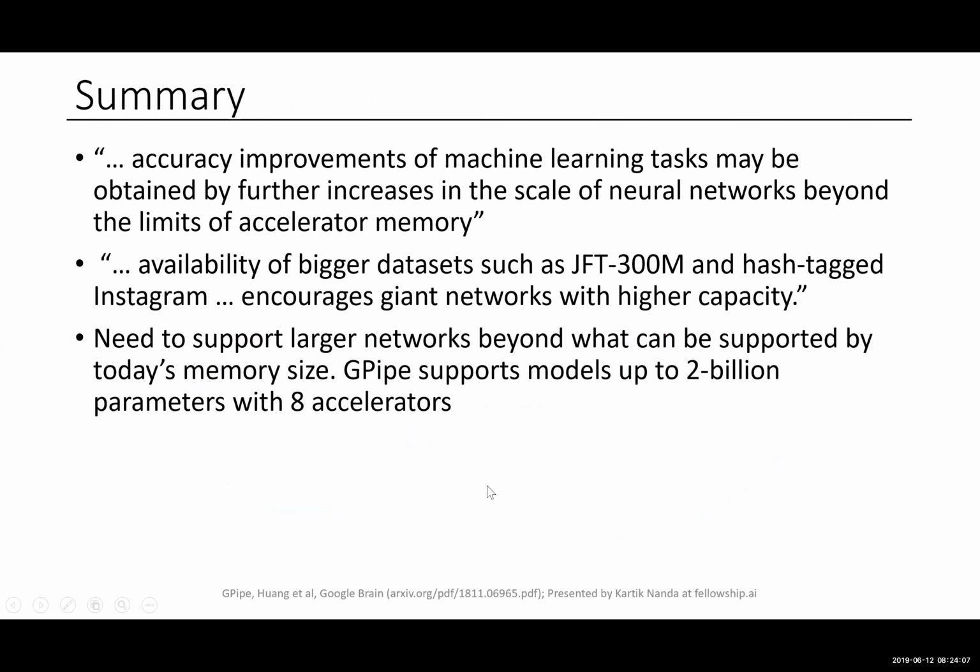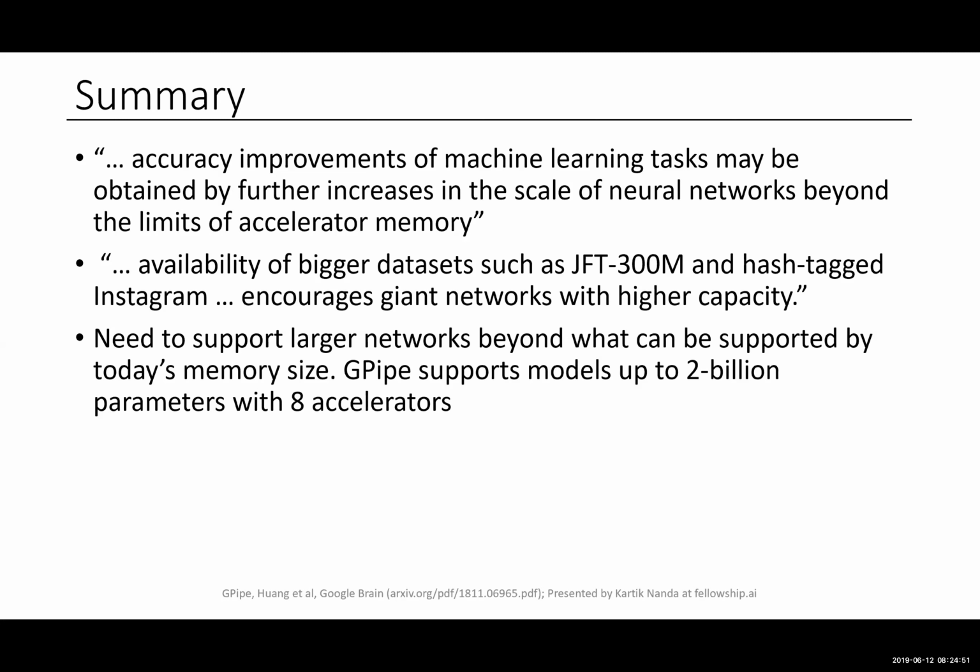So in summary, why GPipe? The authors say that as we go to bigger and bigger models, there are accuracy improvements, and it is possible that we would obtain further improvements in accuracy by increasing the scale of neural nets beyond the limits of accelerator memory, as well as bigger data sets encourages giant networks with higher capacities. So there is definitely a push towards bigger nets, more data.